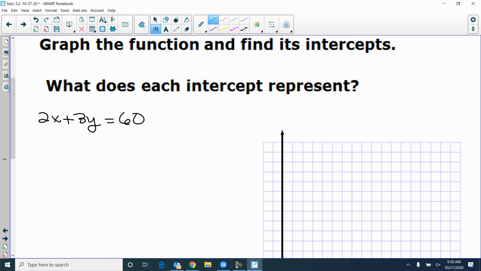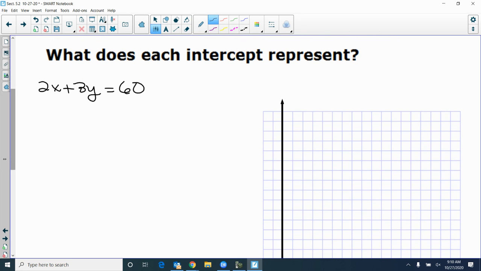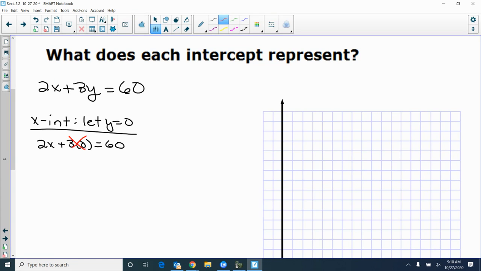So for the x-intercept, let y equal 0. You see where we're at, Brett? So you get 2x plus 3 times 0 equals 60. It wipes out that 3 times 0. And so we get 2x equals 60. Divide by 2. I get x equals 30, or 30 comma 0.